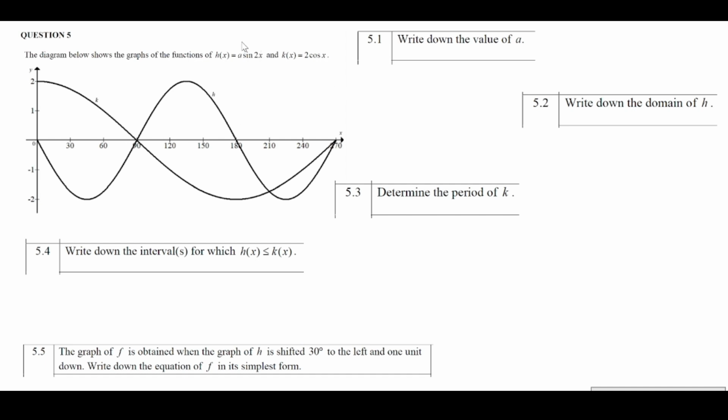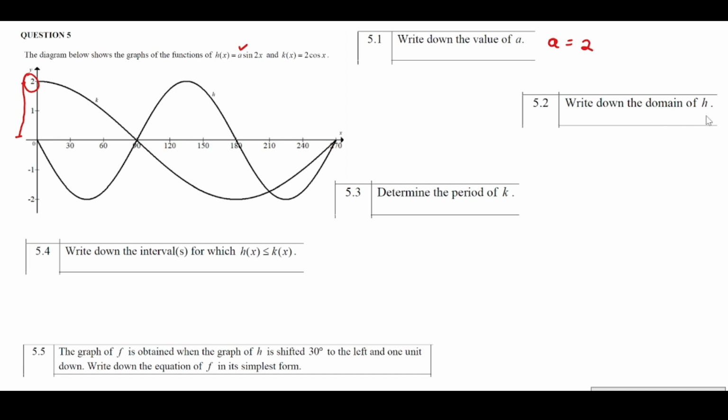Remember, what is a? A represents the amplitude, the highest point on the graph. So A is found on the graph of h, and here is that point there. So how much is that? That is going to be 2. So the value of A is equal to 2.